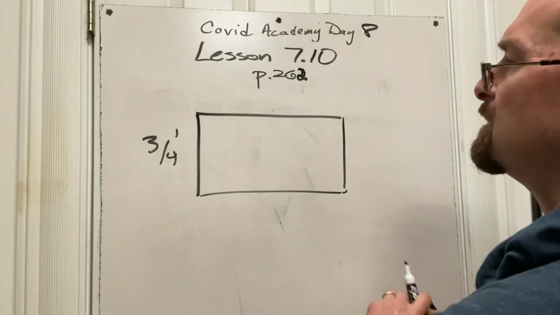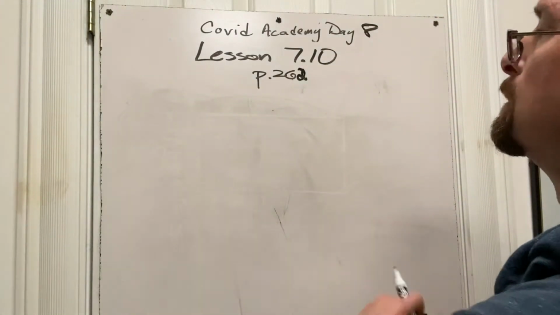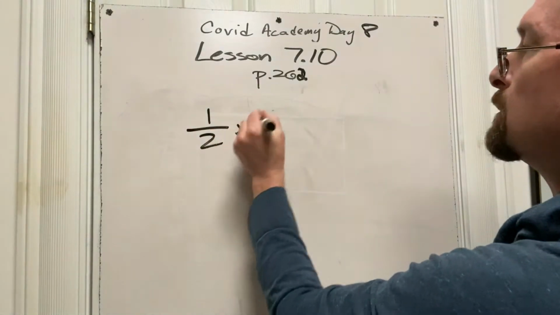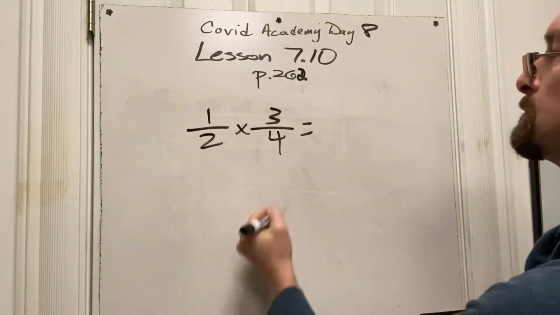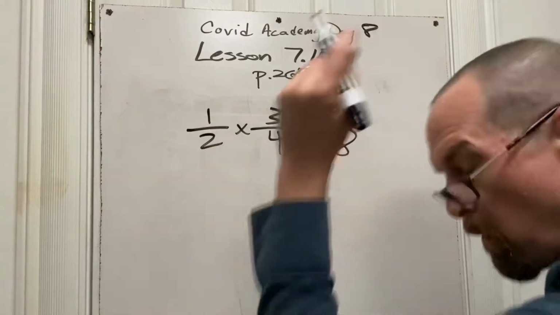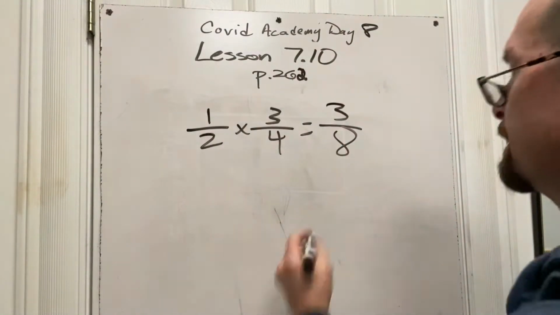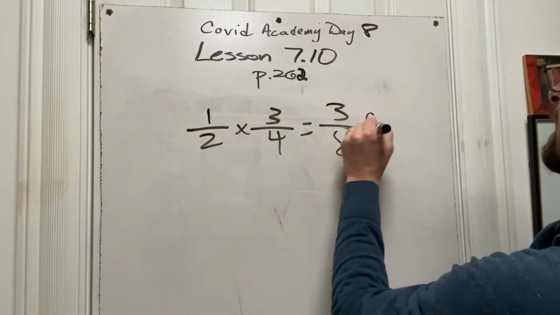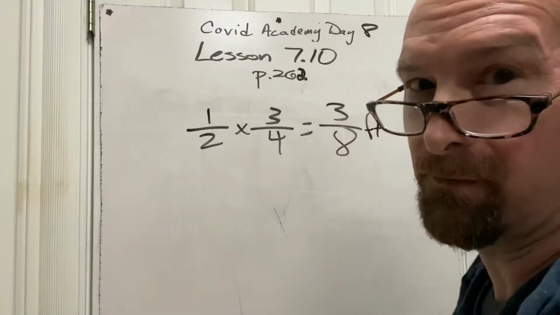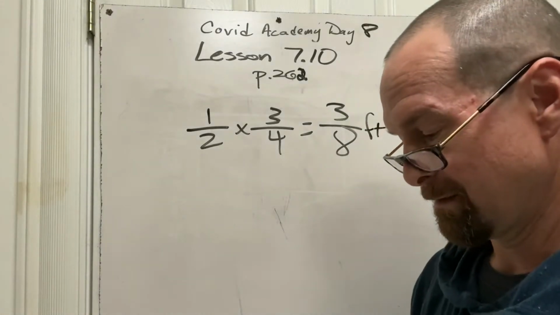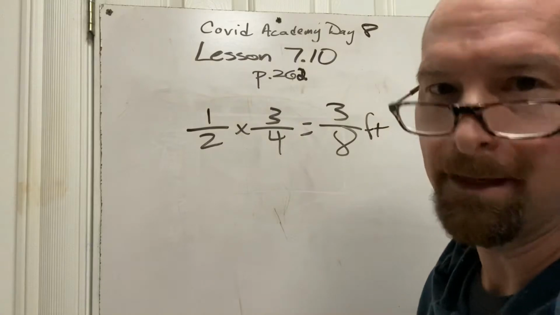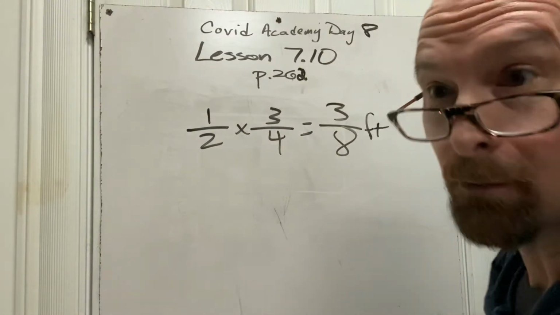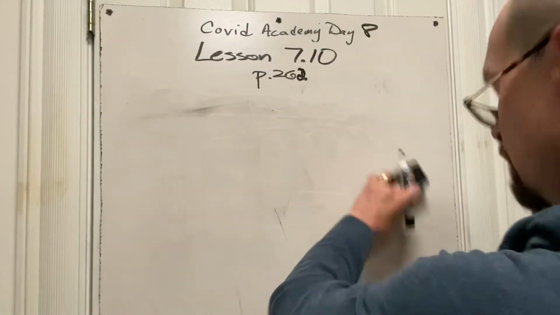Half? Okay. Half of 3/4. There's your number model. Bang them out. 3/8. 3/8 of a foot. 3/8 feet, which doesn't even mean anything in feet, which is why Tony has got to stop that. Get a ruler, dude.